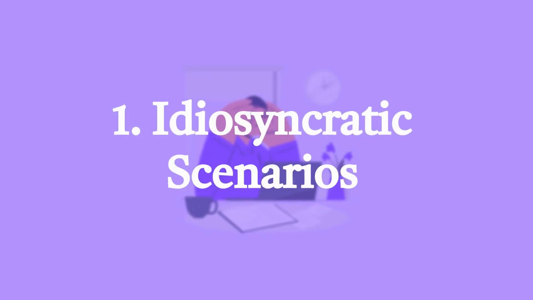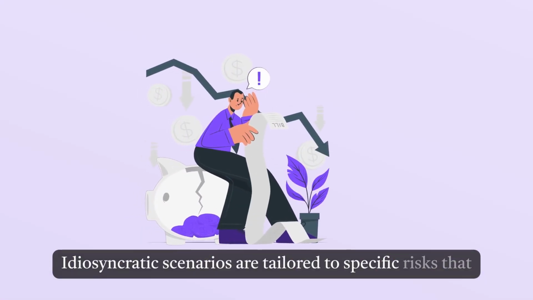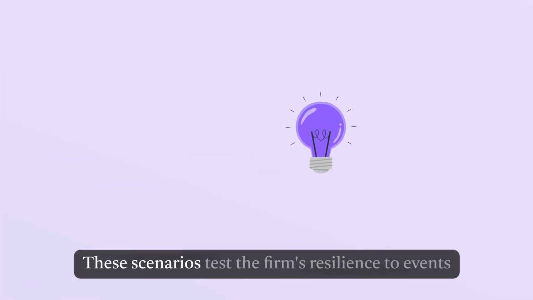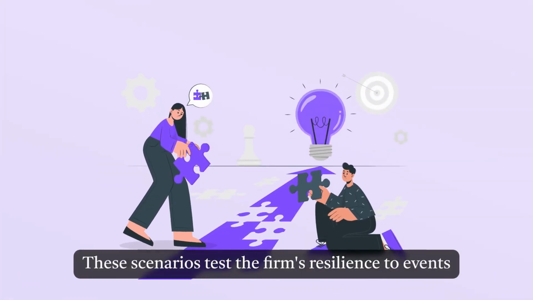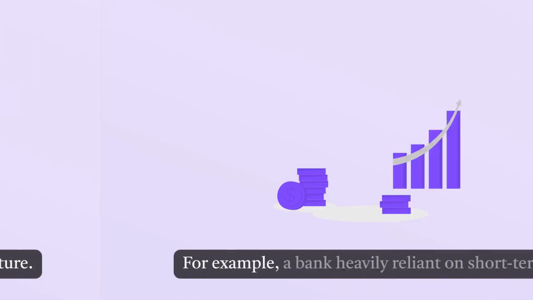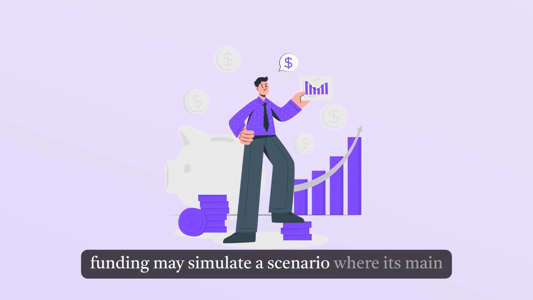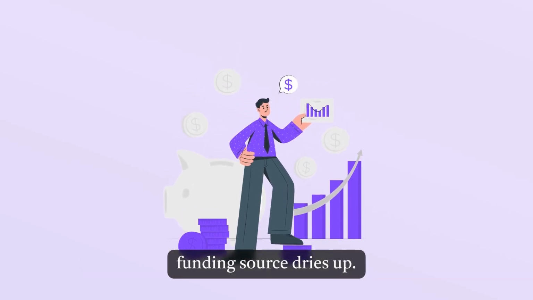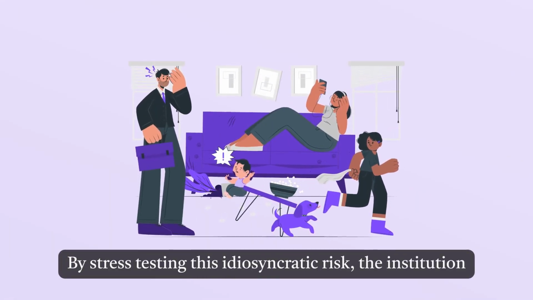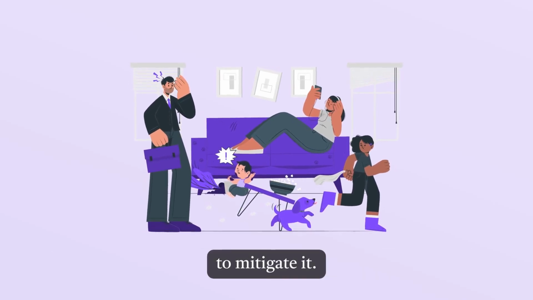1. Idiosyncratic scenarios. Idiosyncratic scenarios are tailored to specific risks that could impact an individual institution. These scenarios test the firm's resilience to events specific to its business model or operational structure. For example, a bank heavily reliant on short-term funding may simulate a scenario where its main funding source dries up. By stress testing this idiosyncratic risk, the institution can assess its vulnerability and take appropriate actions to mitigate it.